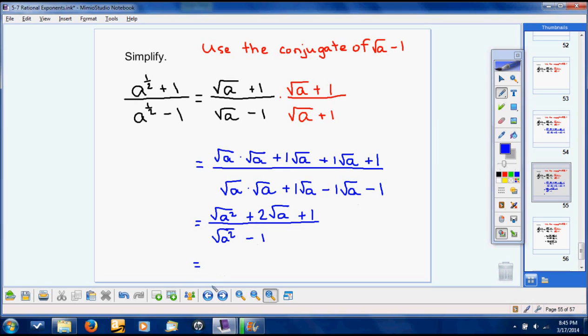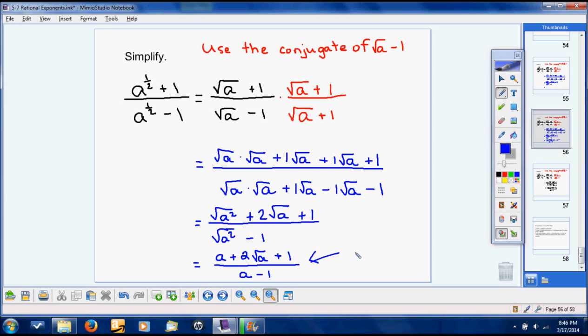We have to do one more simplifying step here. The other simplifying step is you need to turn the square root of a squared into just a plain a. So we have a plus 2 square root of a plus 1, all over a minus 1. Okay, and this is the answer.